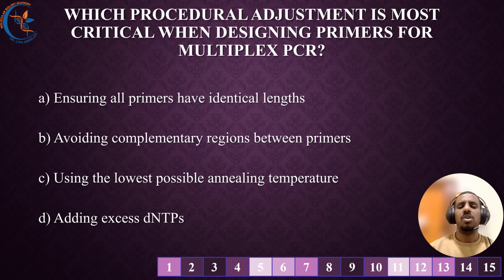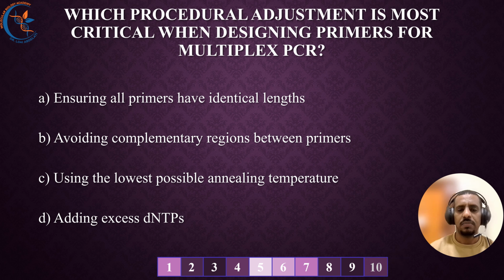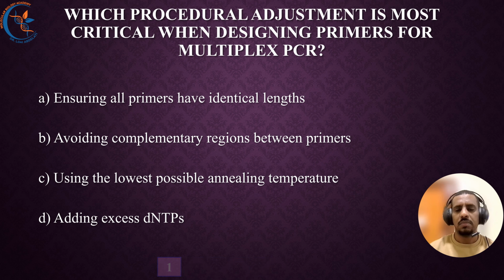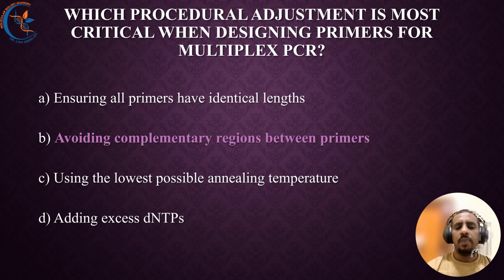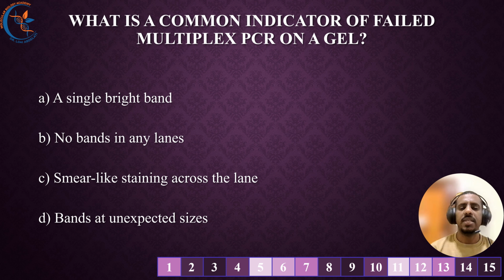Okay, next question here. Which procedure adjustment is the most critical when designing primers for multiplex PCR? The correct answer is avoiding complementary regions between primers. All right, let's move on. Okay, the next question here. What is the common indicator of failed multiplex PCR on a gel?